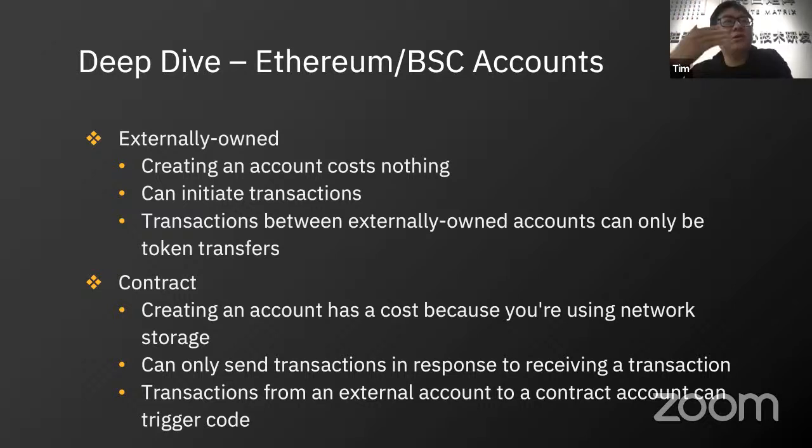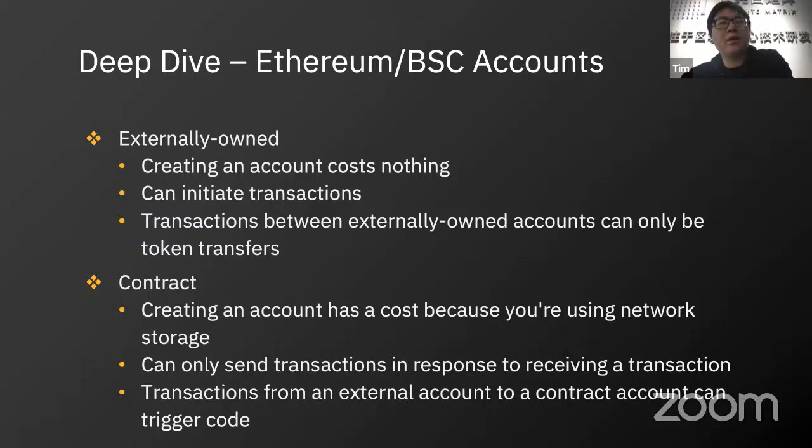The first one is the externally owned account. If you create an account, as I said before, it costs nothing. You just need to create a key pair, right? And you can just initiate transactions. Transactions between externally owned accounts can only be token transfers. That's the same as Bitcoin, that's basically the Bitcoin idea. But a contract is the new idea that Bitcoin doesn't have. Creating a contract account will cost some money because you are actually using the network storage and computation power.